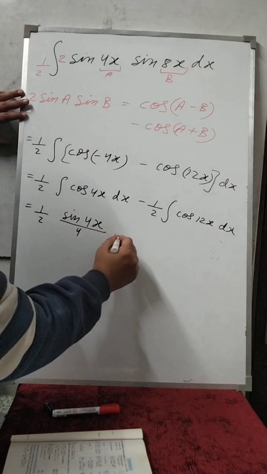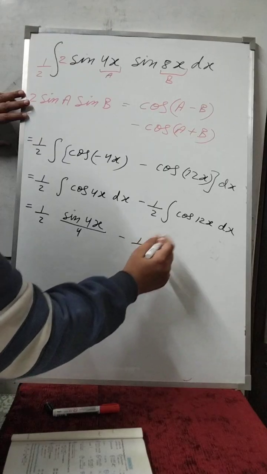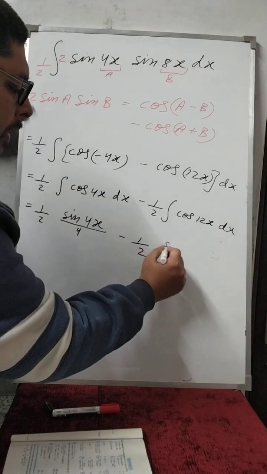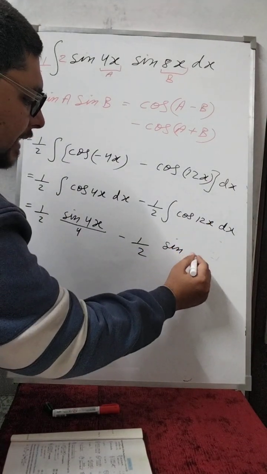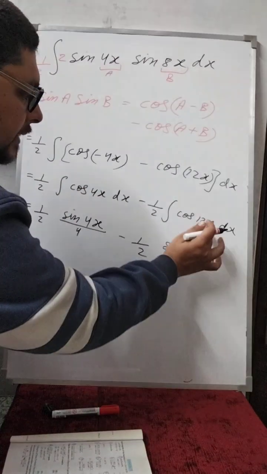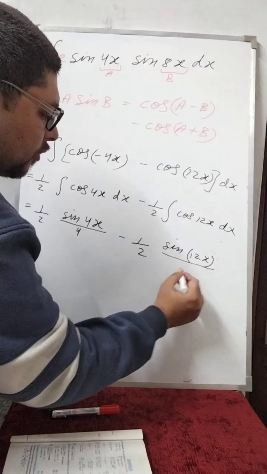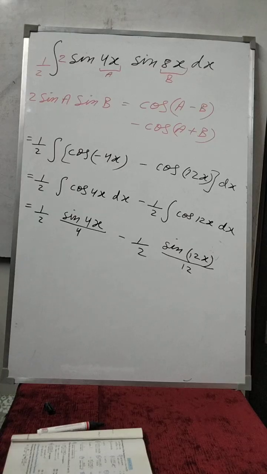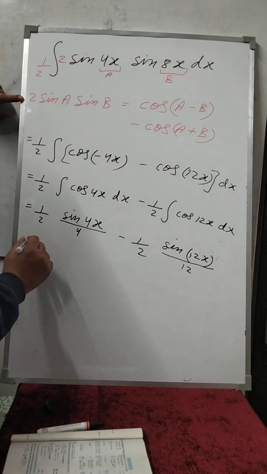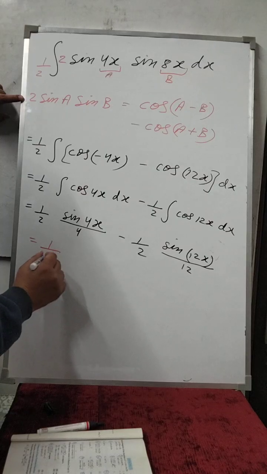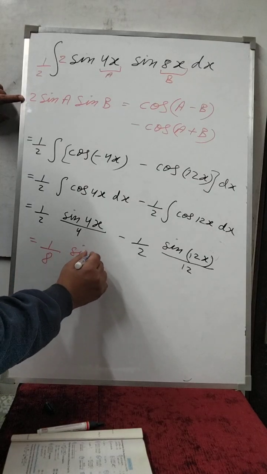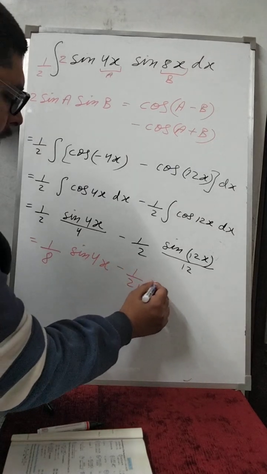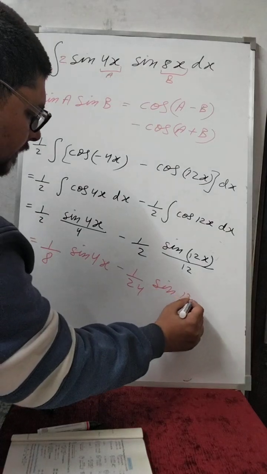Okay, minus half of integration of cos. Integration of cos will become sin, angle as it is, 12x as it is, but this x is multiplied by 12, so I have to divide it by 12 plus constant of integration. So what will be the final answer? Final answer will be 1 by 8 sin 4x minus 1 by 24 sin 12x.